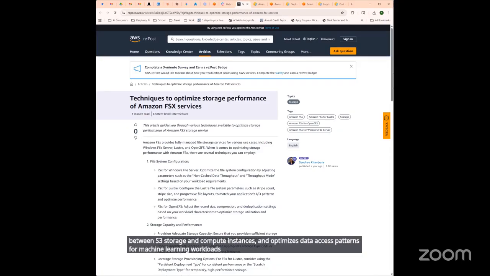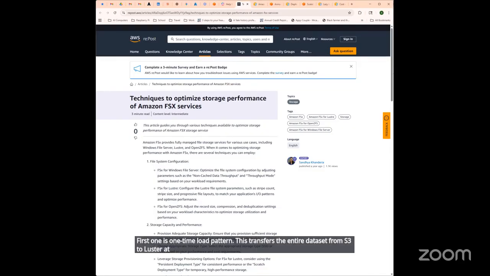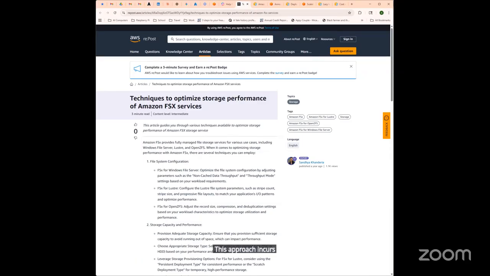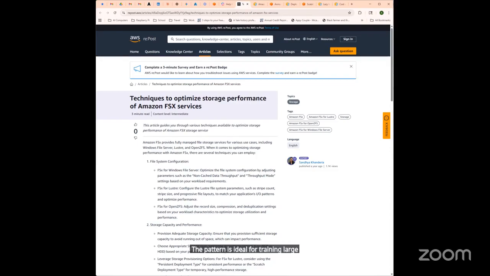So you have two. First one is one-time load pattern. This transfers the entire data set from S3 to Lustre at file system creation. It creates an immediate access to all data with maximum performance. This approach incurs higher initial data transfer costs, but delivers superior performance for workloads that require frequent access to the complete data set. The pattern is ideal for training large language models where the entire corpus must be readily accessible.